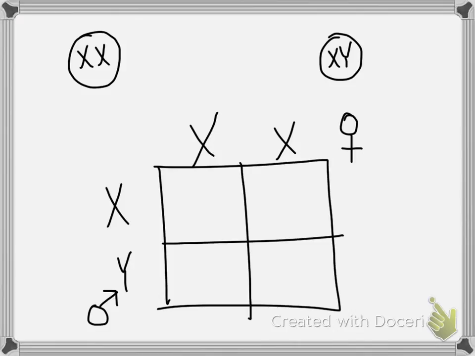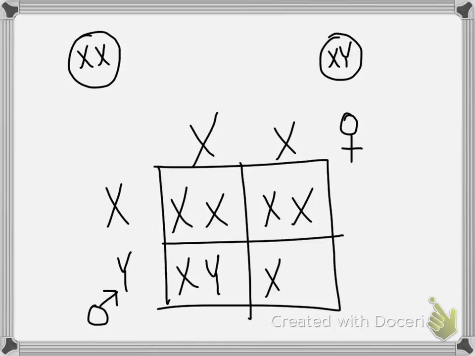Now, let's do the same thing we did with the other monohybrid cross. One trait that we're crossing. What are our possible genotypes here? It is a 50-50 chance with every fertilized egg that it will be XX or XY.